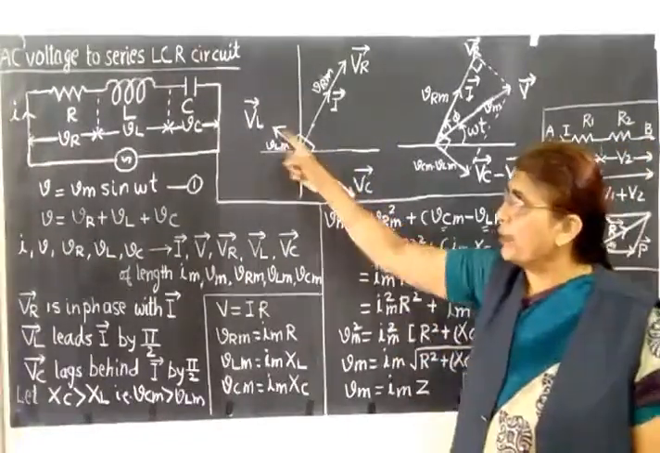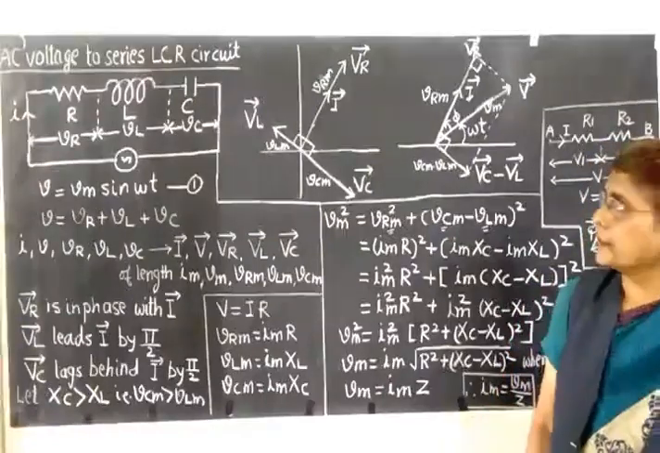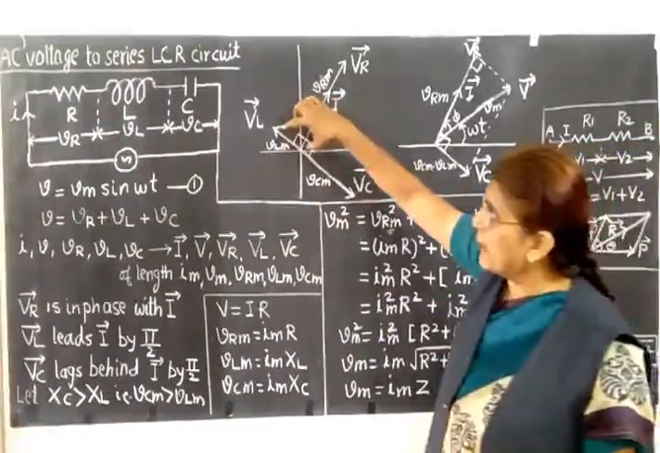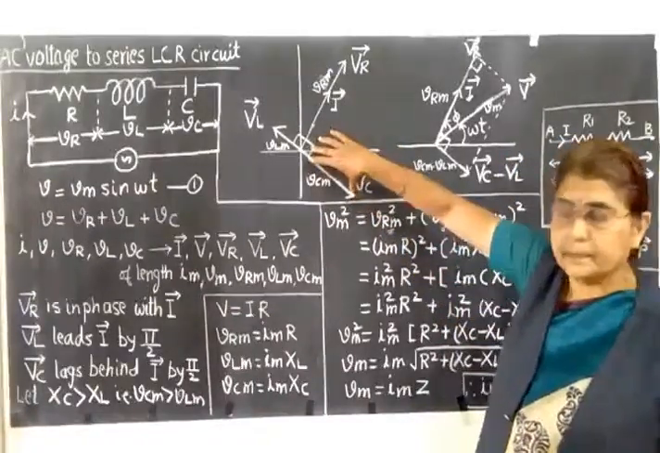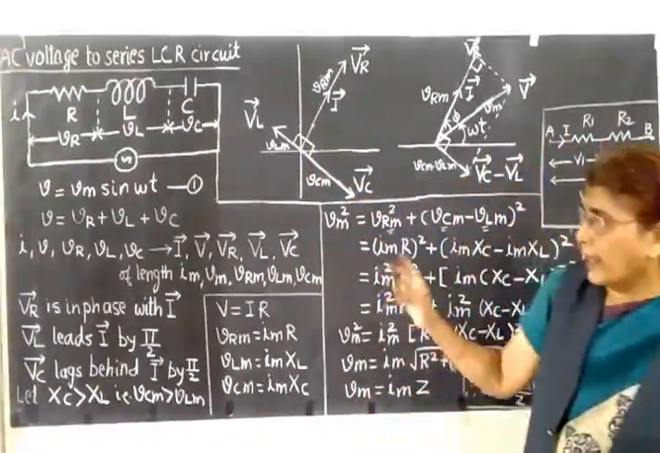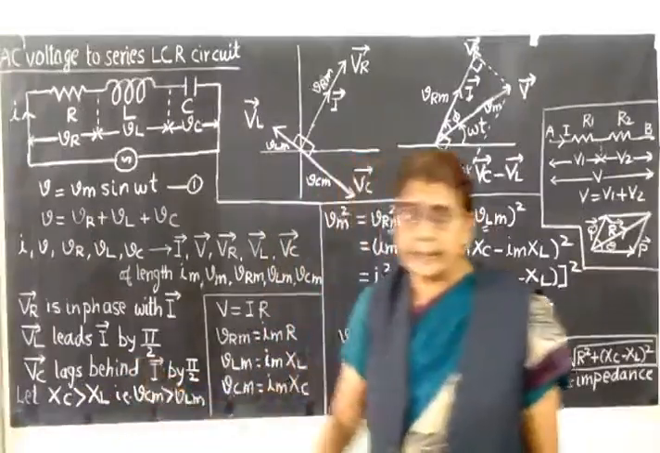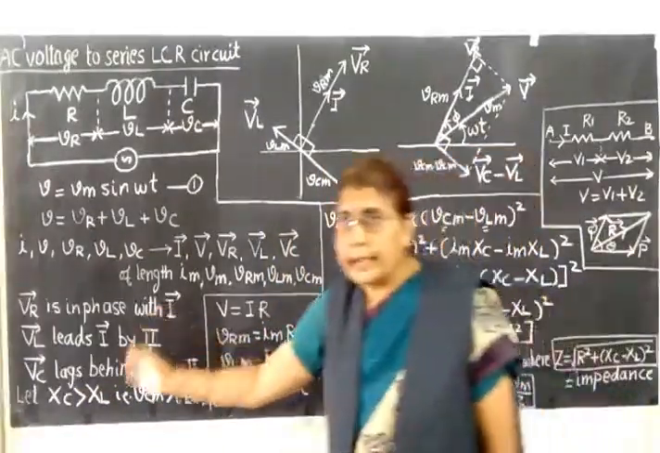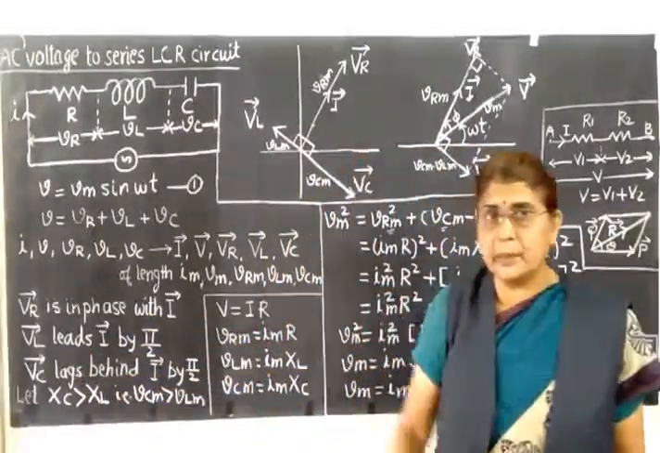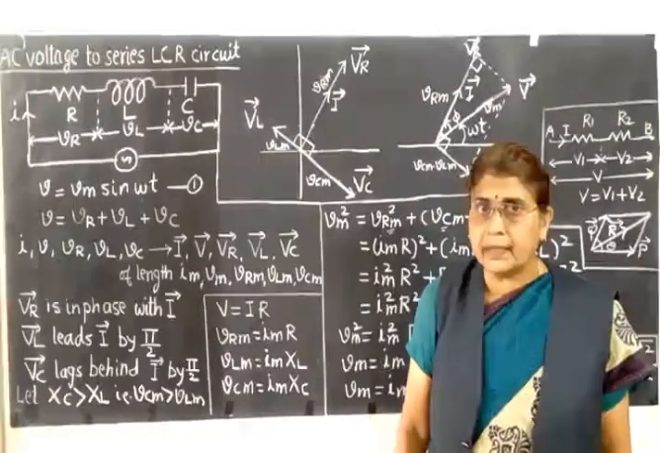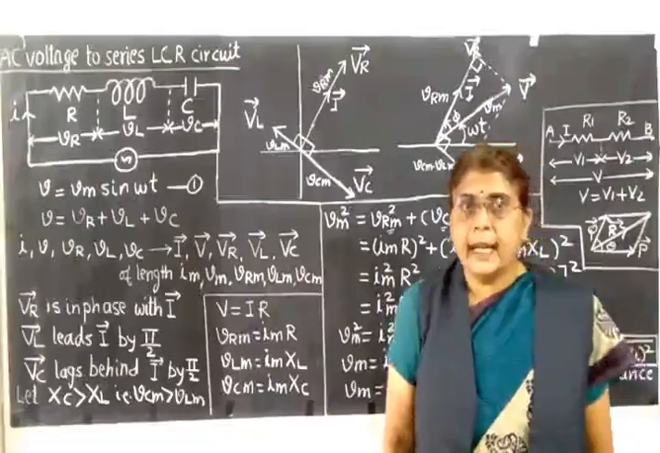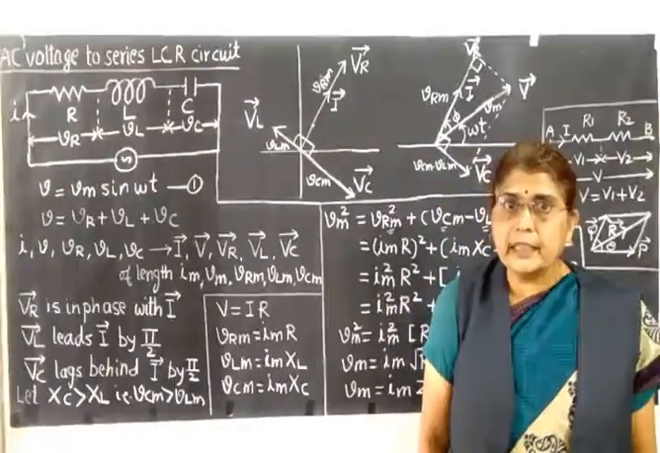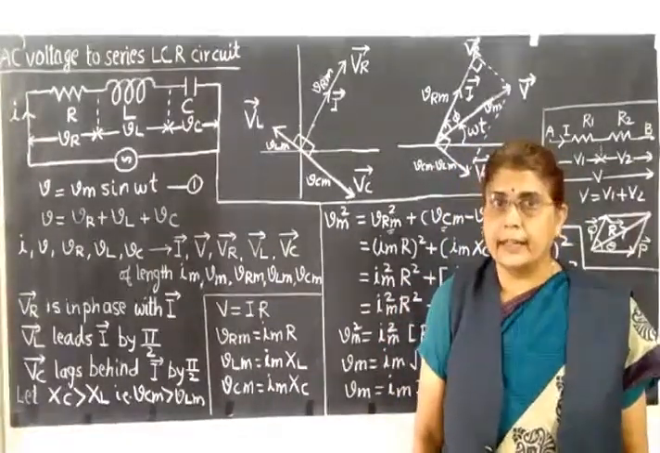Now here you see two vectors are in the opposite direction. So the magnitude of VL is VLM. Magnitude of VC is VCM. Now, either XC will be more than XL or XL will be more than XC. Both possibilities are there. Let us take one possibility. Let us take the case XC greater than XL. That is, capacitive reactance is more than inductive reactance.